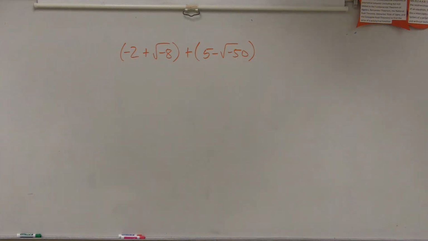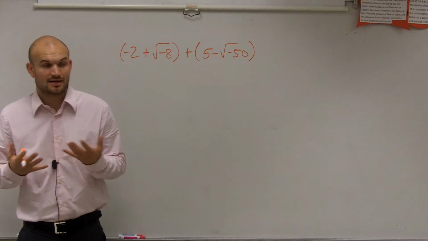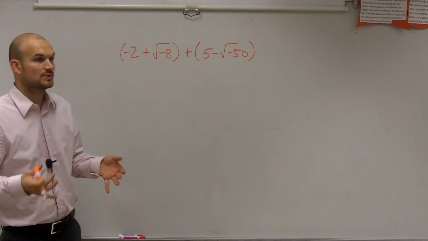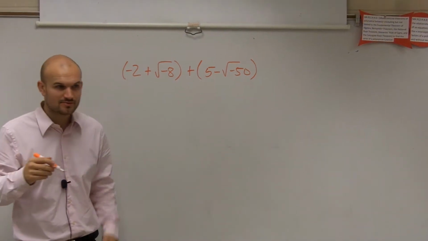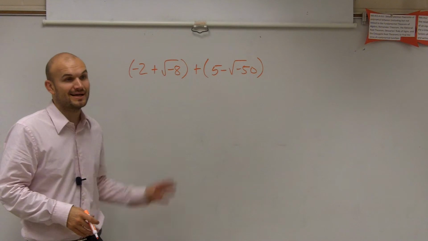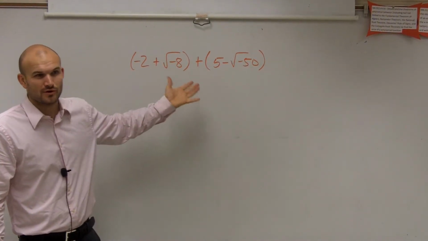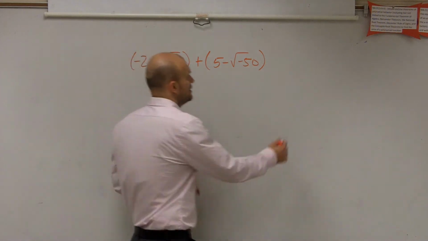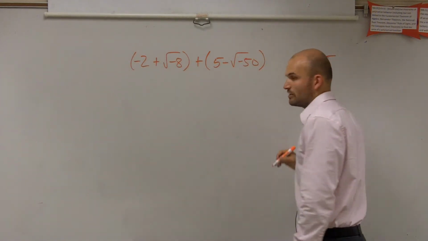So, ladies and gentlemen, there's a couple things we need to remember when adding complex numbers. First thing we can do is use the principal square root. That's why we wrote down in our notes the principal square root. We can use the principal square root to rewrite these, first of all. And I don't want to rewrite these with the negative square root because we can't take the negative square root of a number.